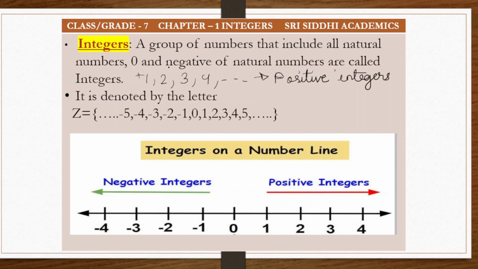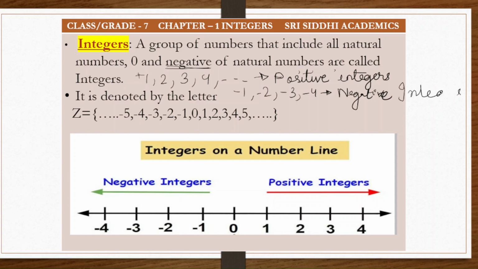Now what do we mean by negative of natural numbers? Negative of natural numbers are -1. Just add a minus sign. -2, -3, -4. They are called negative integers. These are also part of which family? Natural numbers family or whole numbers family? No, they are part of the integers family. They are neither part of the whole numbers family nor of the natural numbers family.